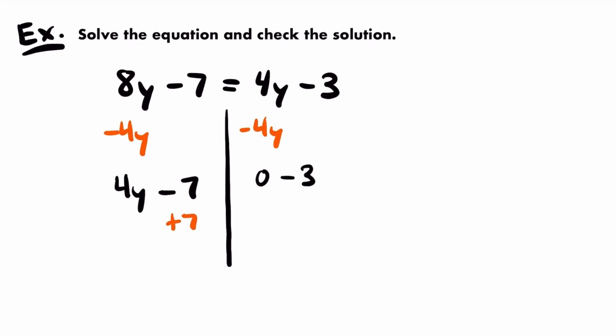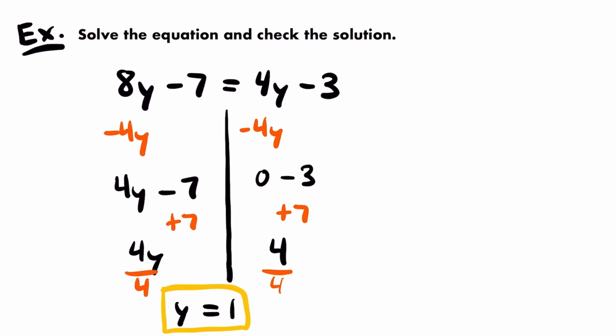So if we add 7 to both sides of the equation, negative 7 plus 7 is 0, just leaving you with 4y on this side of the equation. But then over here, negative 3 plus 7 is positive 4. So we have 4y equals 4, and so to finally solve for y, what we can do is divide both sides by the coefficient of that variable term, which is 4. So if we divide both sides of the equation by 4, we will get that y is equal to 1. Right? 4 divided by 4 is 1, 1 times y is y, and then 4 divided by 4 is 1.